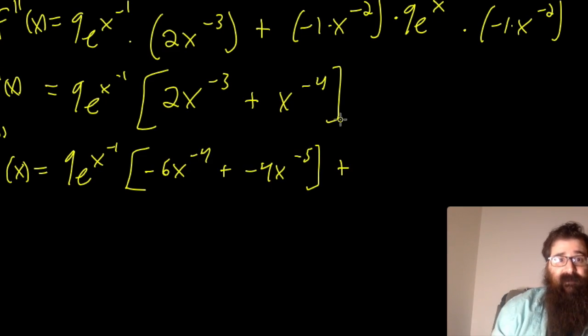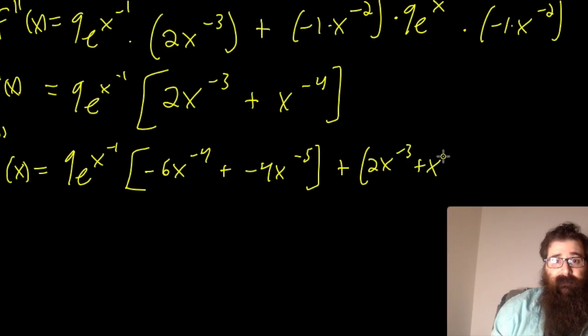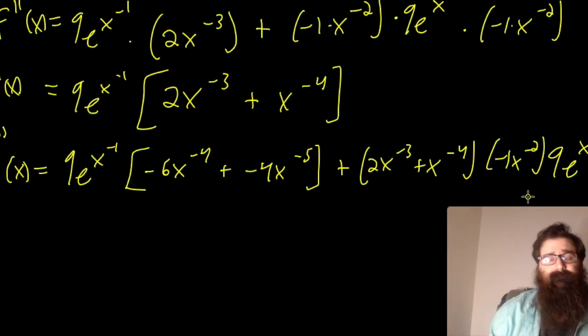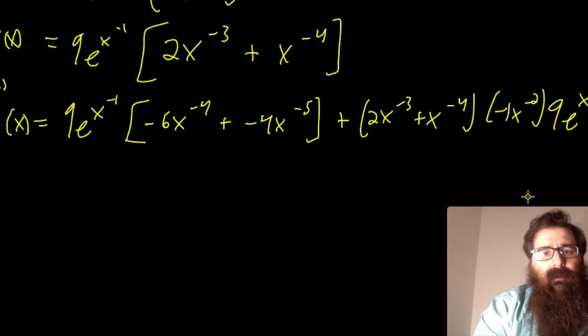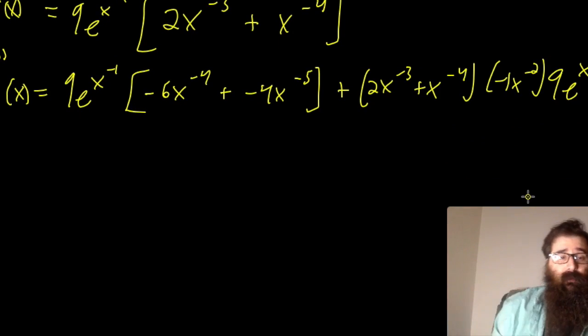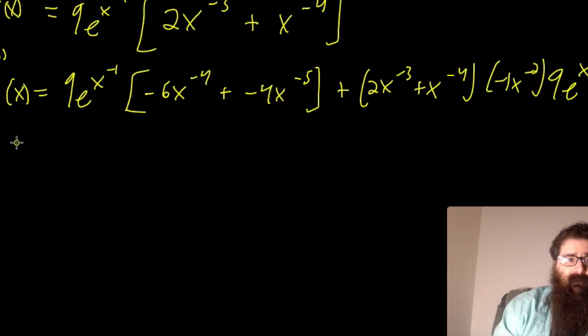Then I can add to this. Now I can rewrite this second factor, so I'm just rewriting the 2x to the minus 3 plus x to the minus 4 times the derivative of the first factor, which is 9e to the x to the minus 1 times negative 1x to the minus 2. Now there's something that I want to point out about this third order derivative. Let me actually factor and clean up a bit. I'm going to just factor the 9e to the x to the minus 1 out.